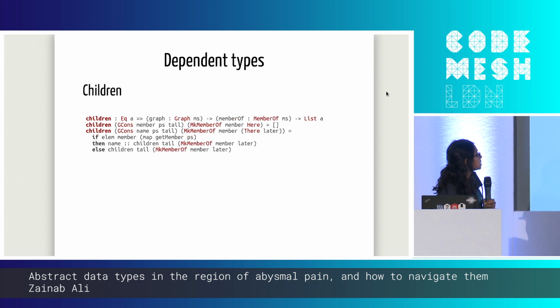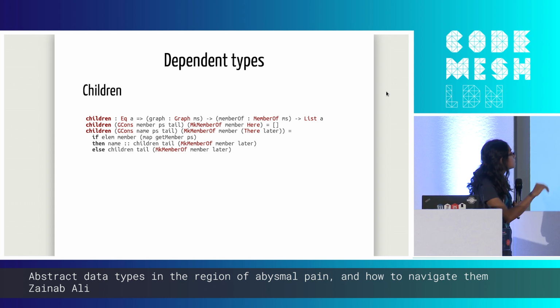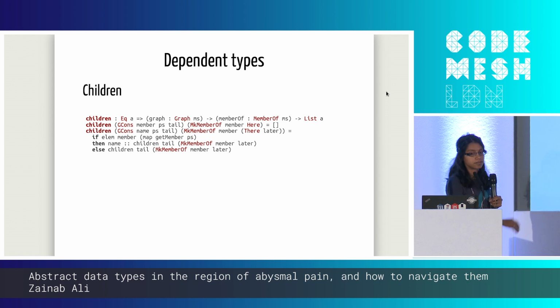I can do the same with my children. You don't need to look at the definition too much, but notice that I don't need to return a partial function, and I don't need to cater for my nil cases.